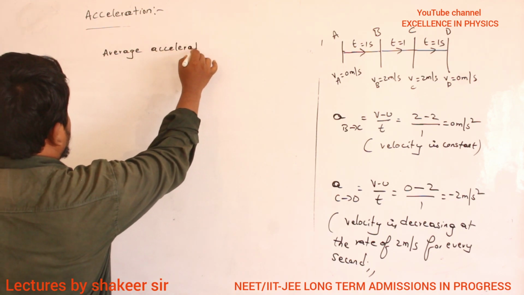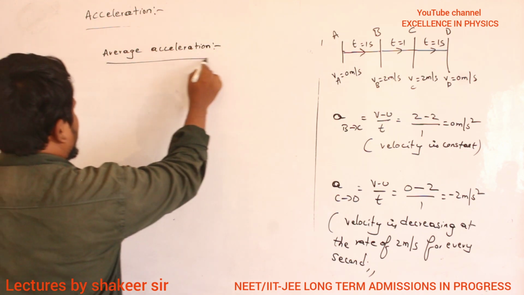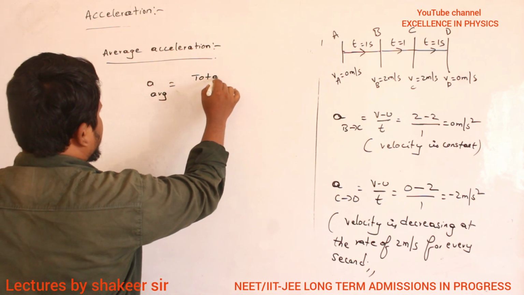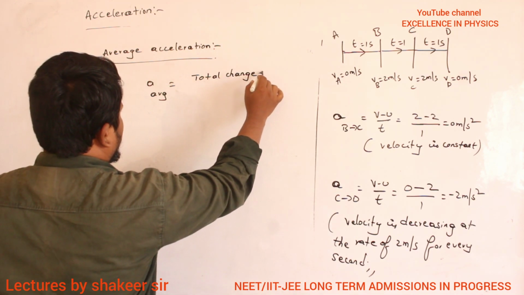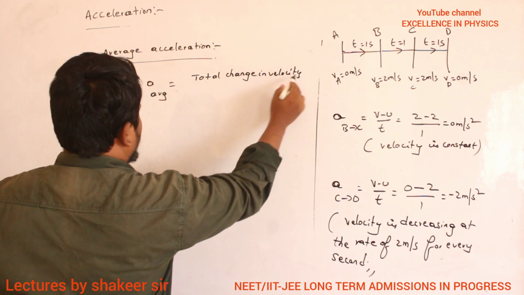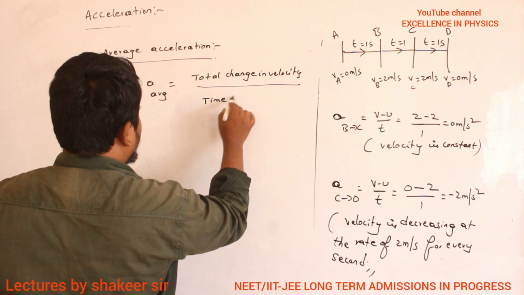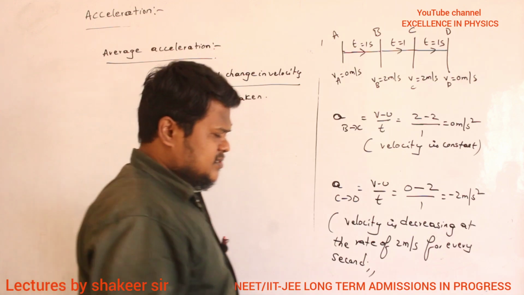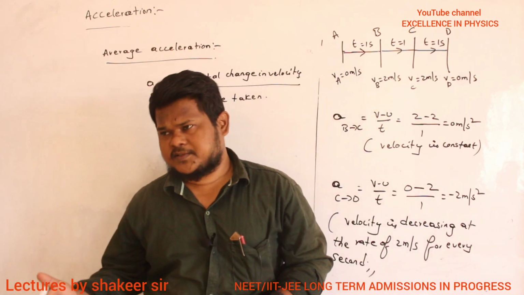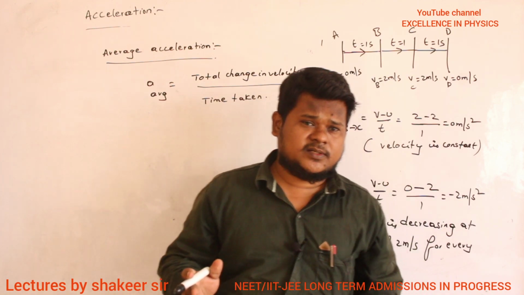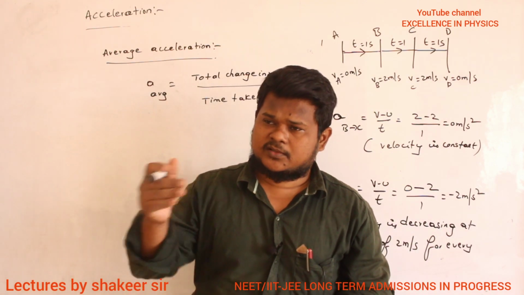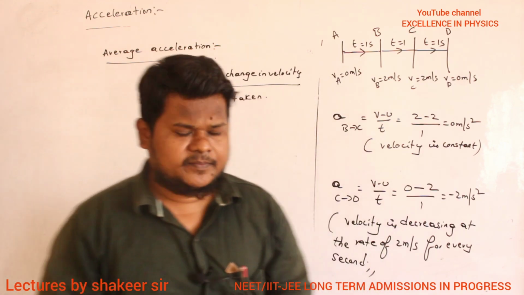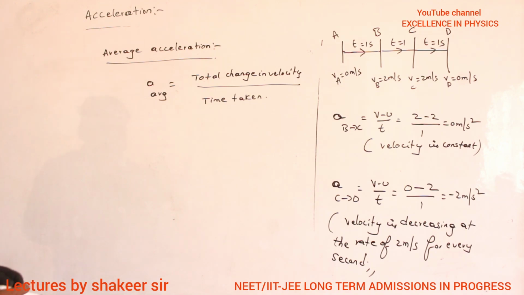So what is meant by average acceleration? Average acceleration means what? Come on. Total change in velocity divided by time taken. So this is called average acceleration. For example, if a body is traveling in 2 intervals, 3 intervals, 4 intervals, then on the average we will have some change in velocity for the total journey. That total change in velocity divided by time taken is called average acceleration. Clear, no? Let us try to understand this by taking a graph.